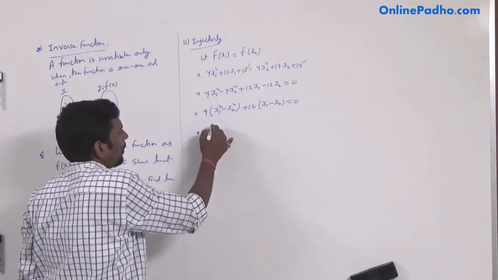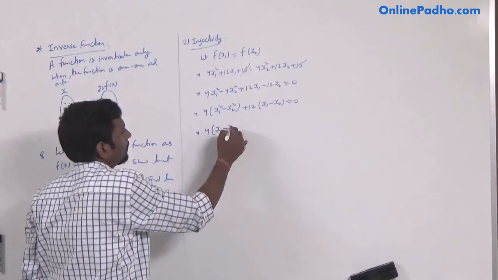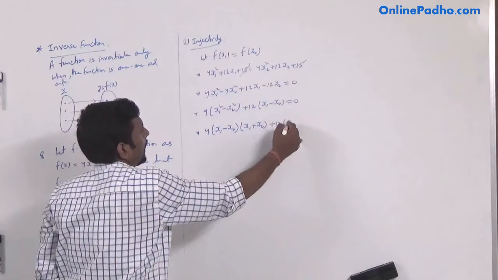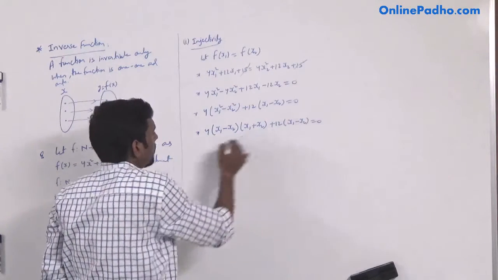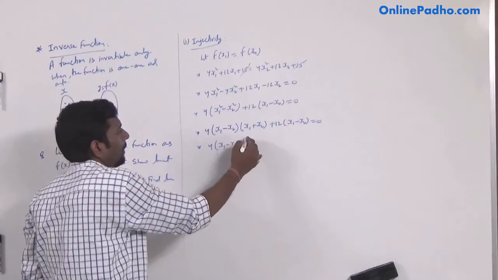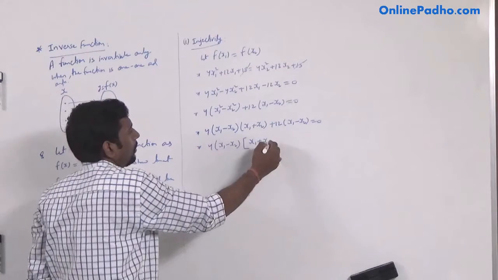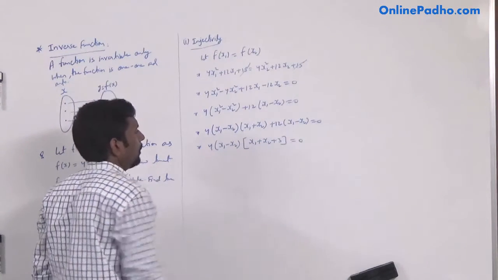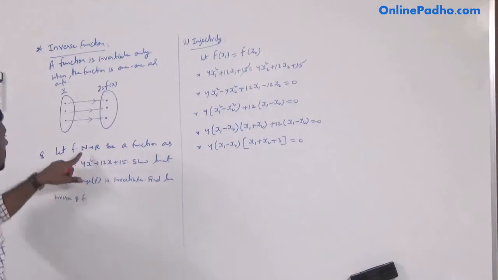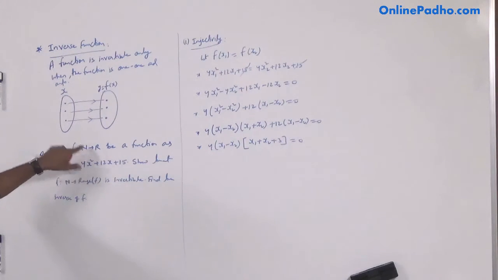So we can take 4(x1 minus x2) common, with x1 plus x2 plus 12 multiplied by x1 minus x2. We need to prove x1 equal to x2. Taking 4(x1 minus x2) common, the remaining part is x1 plus x2 plus 3 equal to 0. Now the function is from natural numbers to real numbers, so x1 and x2 must be natural numbers, that is the part of the domain.